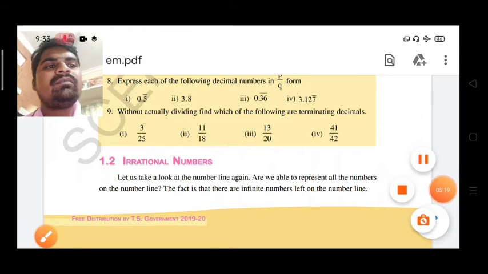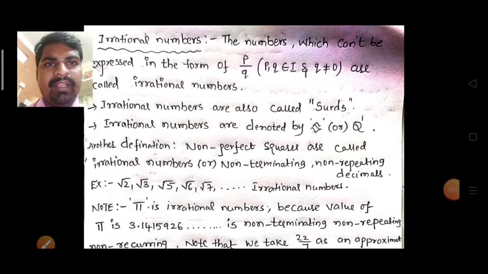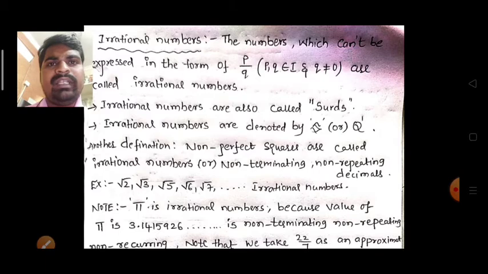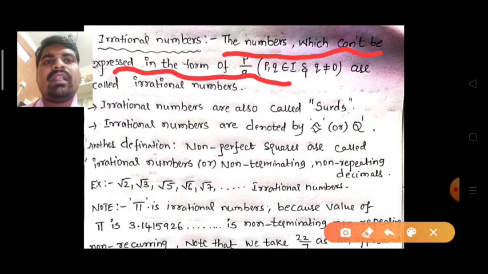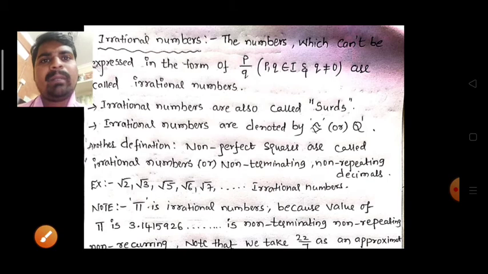Next is a very important definition, that is the irrational numbers. Rational numbers are already completed: natural numbers, whole numbers, integers and rational numbers. That is one category. The other one is different: irrational numbers. We have many definitions. First, the numbers which cannot be expressed in the form p by q, where p, q belong to I, q not equal to 0, are called irrational numbers. Rational numbers are p by q form; irrational numbers we can't express as p by q form.